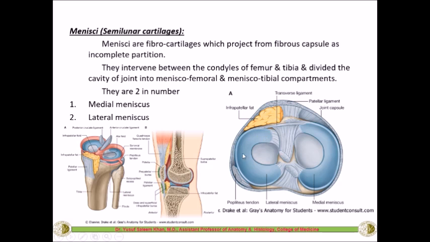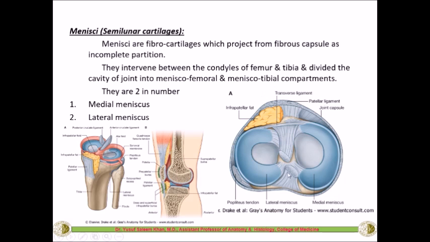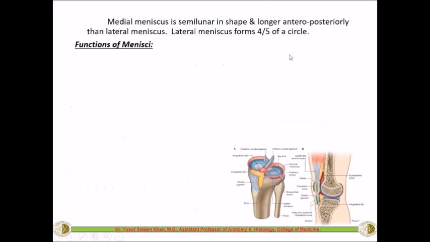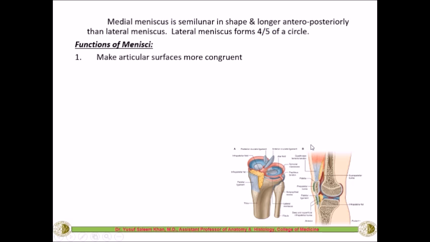The lateral meniscus is almost a circle. It almost forms 4/5 of a circle. Only a small part is remaining, which if it completes, then it becomes a complete circle. So this is almost a circle, almost forming 4/5 of a circle. Okay, so this is the lateral meniscus and this is the medial meniscus.